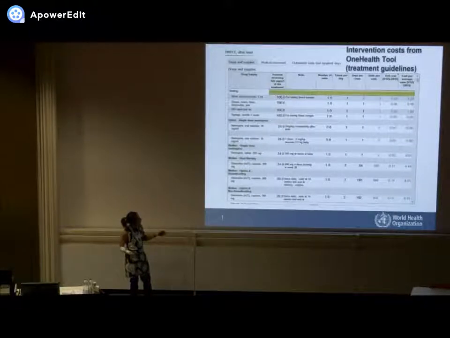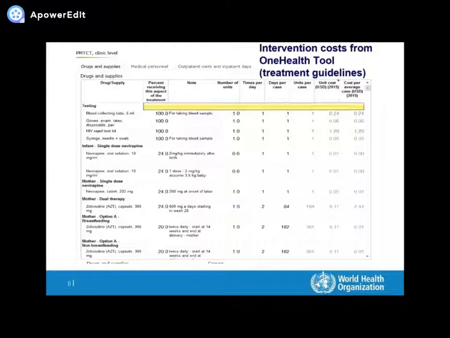So this is just to show you how detailed we go in our modeling. This is just one intervention, and we use defaults from the One Health tool based on treatment guidelines from WHO, where you can see for each input, we really specify the quantity for each patient that needs that intervention along with the price. So this is all available in this publicly available tool.